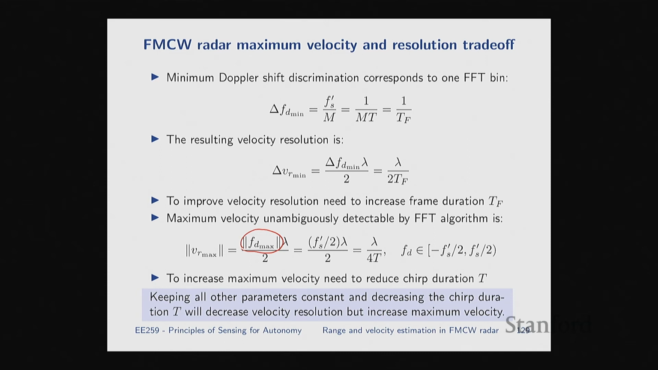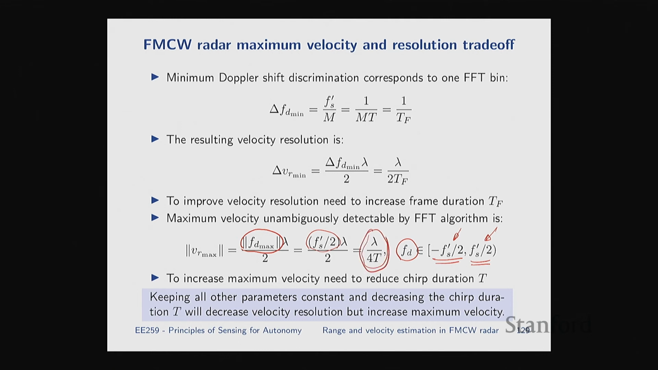One very important thing is, when we were doing this for range, we said range is always positive. So in the range FFT, we look at frequency 0 all the way to Fs. Velocity can be positive or negative. So when we're looking at your Doppler shift in the FFT, you basically search the FFT from minus Fs prime over 2 to Fs prime over 2. So you basically take it two-sided, and that's why you get this. The maximum frequency that you can find in your Doppler FFT before it becomes ambiguous is half the sampling rate, because you want to go two-sided. So half the sampling rate, plug that in, and it becomes lambda over 4T.